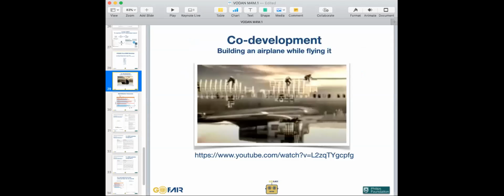And one of the things I want to say, and I already alluded to this once, is that I see this as a real co-development project between the VODAN African participants and GoFair. When I talk about these FAIR development projects, I like to say it's a little bit like building an airplane while we're flying it. And there's a nice video that dramatizes this concept. But the idea is, I think we can all see ourselves in this as co-developers, and a lot of basic fundamental components need to be built and decisions need to be made.